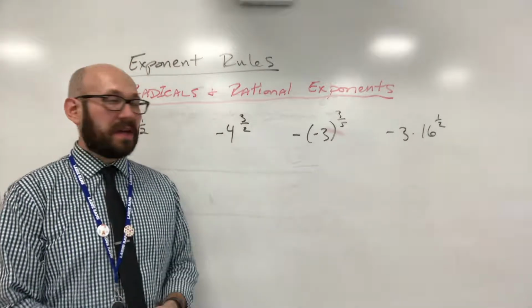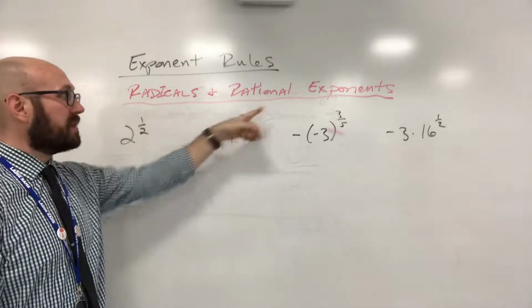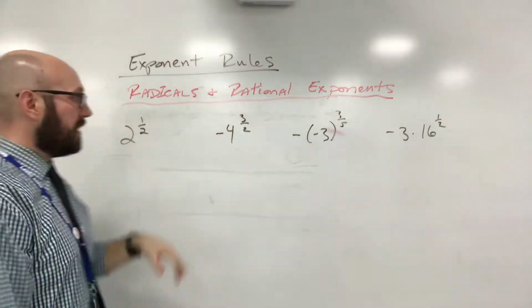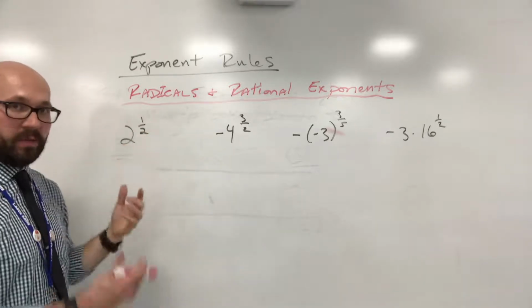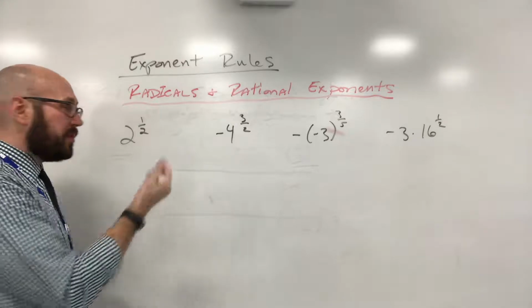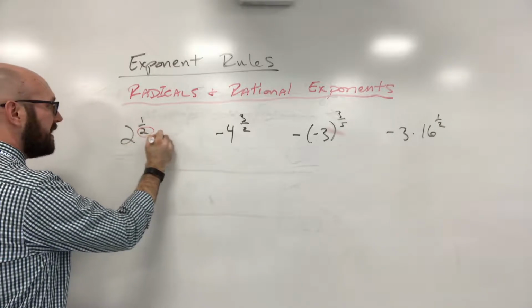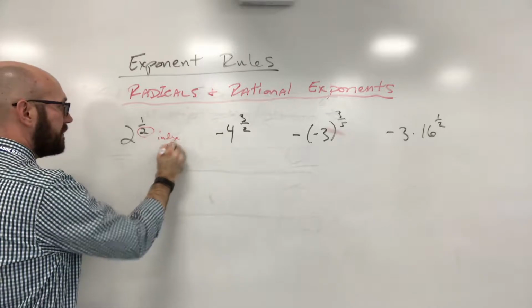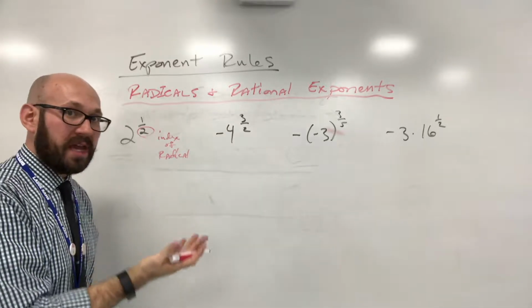Hello, in this video we're going to talk about exponent rules, specifically how exponents relate to radicals and rational exponents. So the first thing we'll look at is this relationship between a rational exponent and how it turns into a radical. 2 to the power of 1/2 can be rewritten like this. The denominator is actually going to turn into the index of the radical. And what that means is that it's going to tell us what root we're going to take of that number.